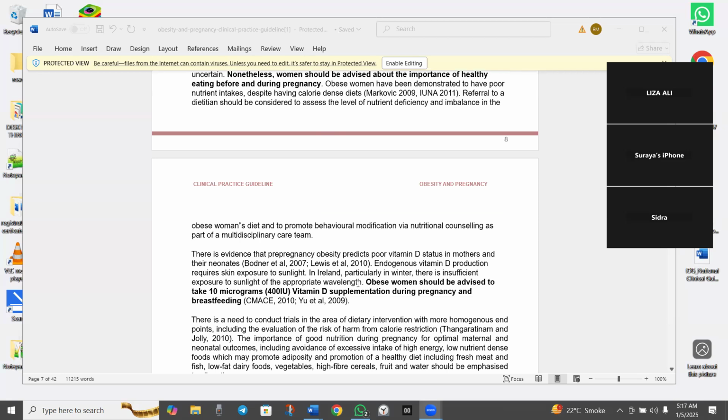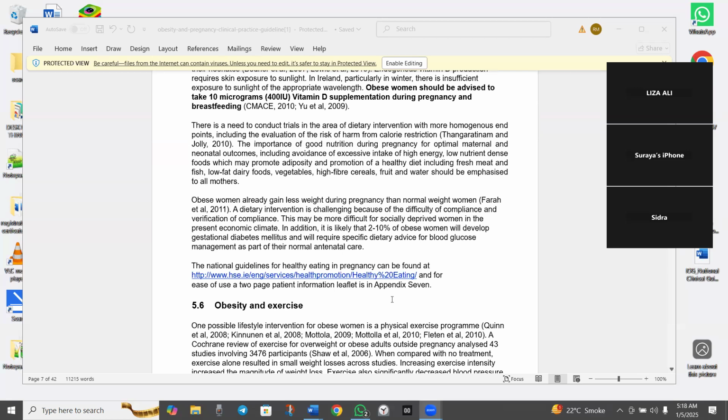I already told you that she needs to take vitamin D. And how much vitamin D does she have to take? She has to take 10 microgram. Please remember this: 10 microgram is equal to 4,000 international units. Okay, during pregnancy and breastfeeding. This is another point which we have.